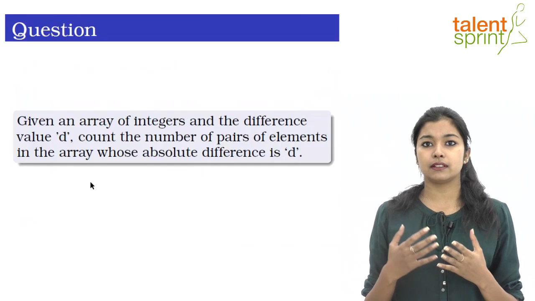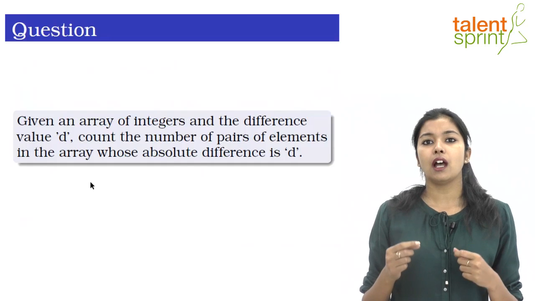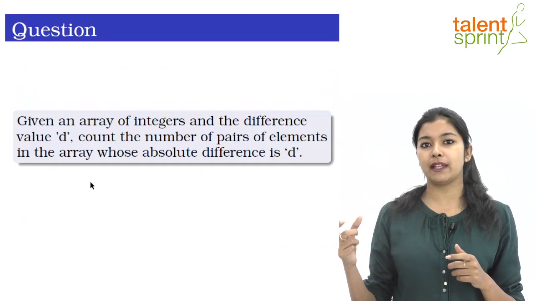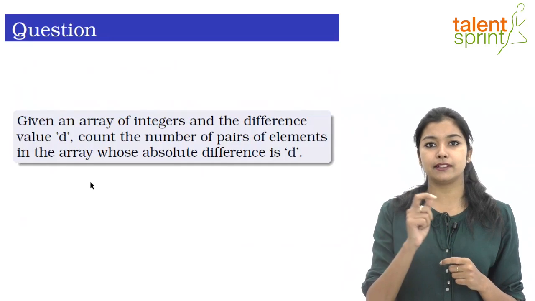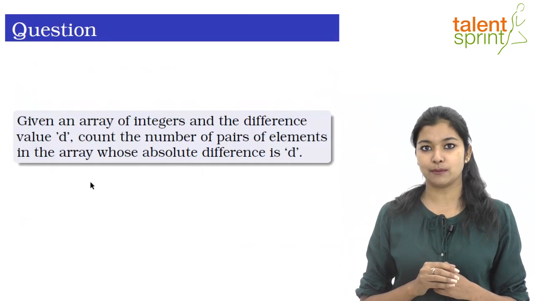If you are given an array of integers and a difference value d, how do you find the number of pairs that have the exact difference value as d? We're going to take a look at this program today.